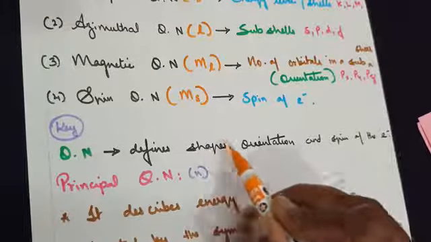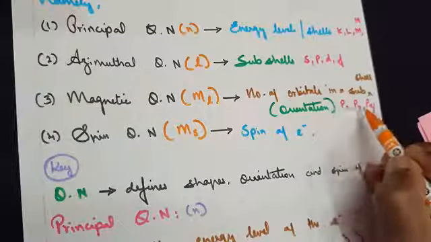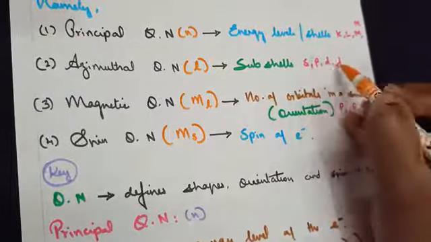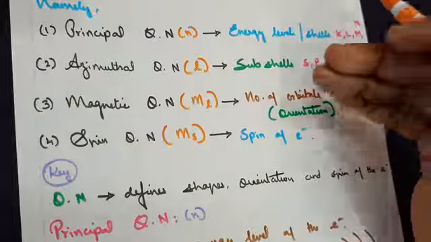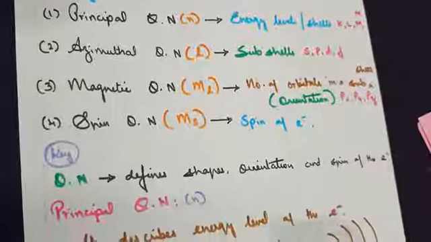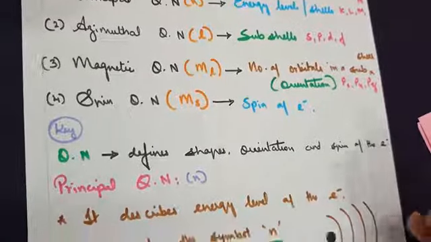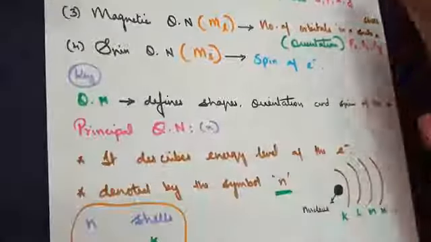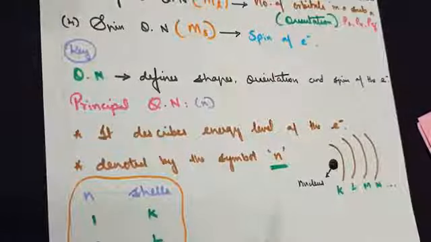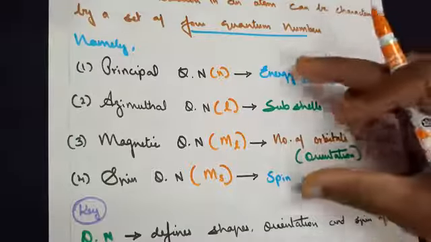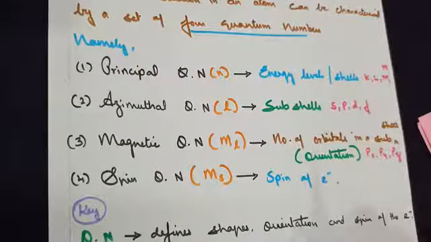Shapes I will be showing you. Orientation means, I told you, along the axis. For every orbital we will have to draw the diagram along the axis. You will see it later. And talking about the spin of the electron. Now first one in detail, principal quantum number. So this is in terms of a 2-mark question. Only so much is enough to write.